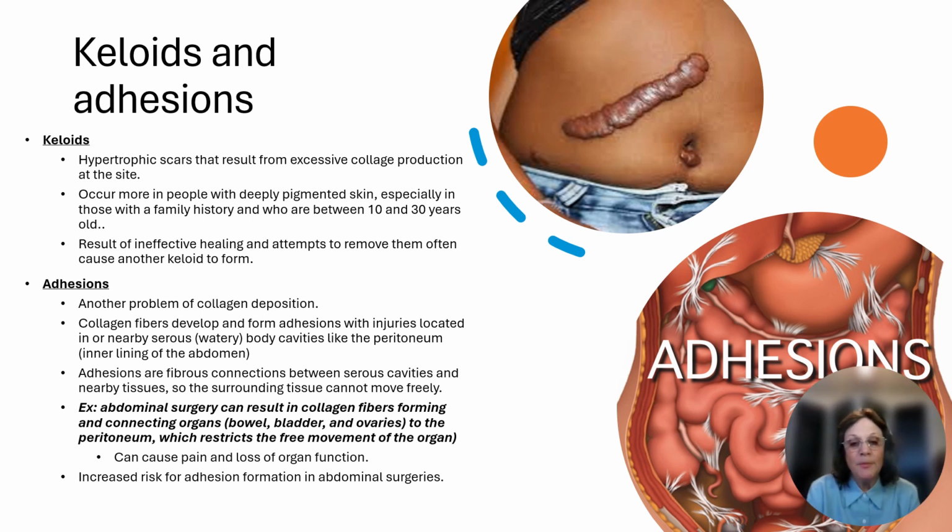Basically what's happening there is that we have excess collagen fibers that are forming and connecting two organs together. So it can connect the bowel and the bladder and the ovaries to the peritoneum. And what that will do is restrict free movement, which can actually be a problem, and it may cause pain and loss of function.